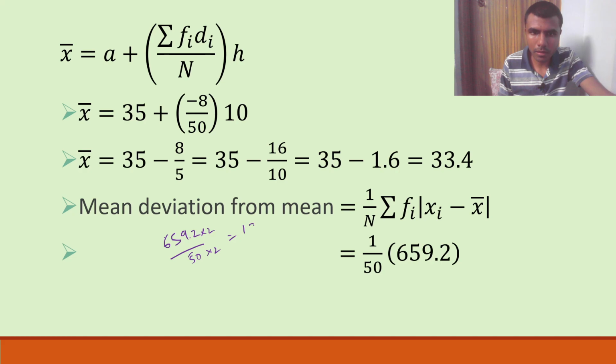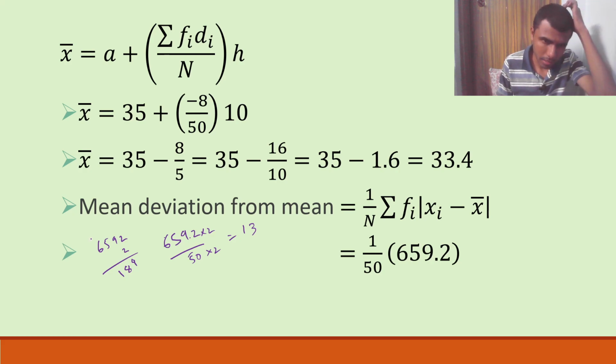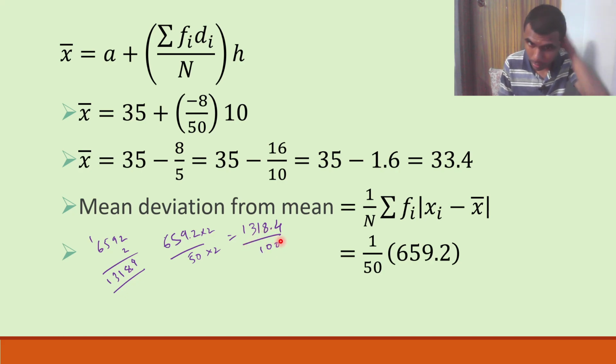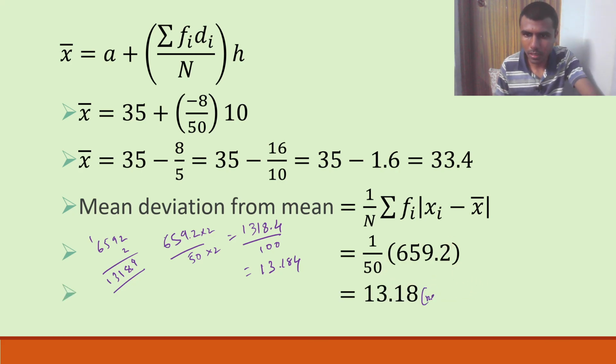So numerator I'll get 1 3 4. Let's do it. 659.2 into 2. 9 2s are 18, 1, so 5 11, and 1, so 13. So 1318.4. Okay, 1318.4 by 100. So this is nothing but, you see, I just multiplied and divided by 2. 2 decimals it will go left because by 100 is there. So I get 13.184. Okay, the textbook they gave 13.18, nearly you can just write. In the textbook also they give nearly. Actual answer is 13.184.